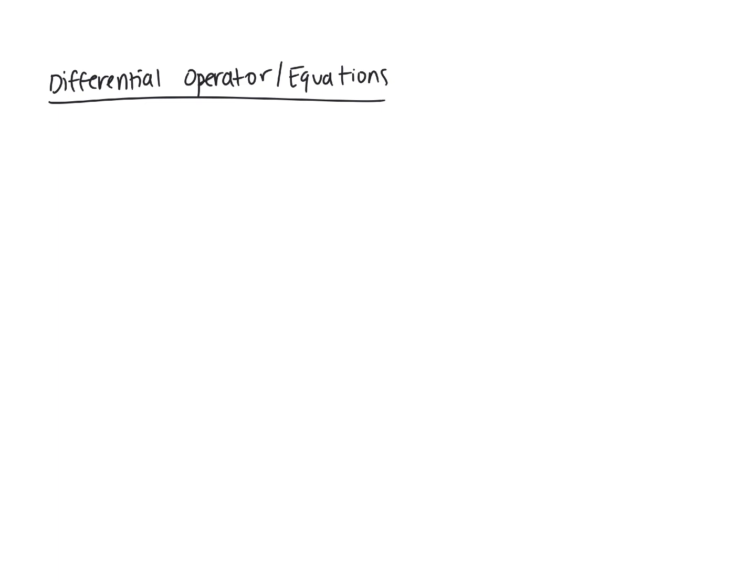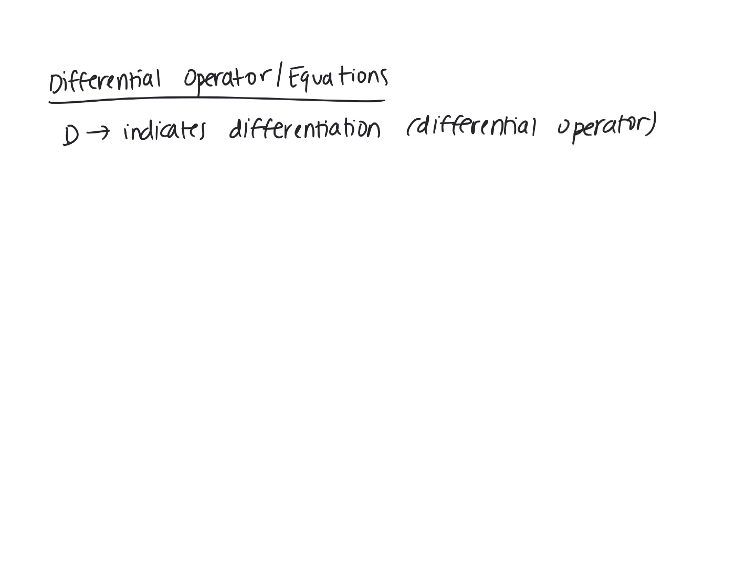Next thing we're talking about is what's called a differential operator. Here's what you need to know. A capital D indicates differentiation. That D is often called a differential operator. So for example, if you see D of cosine of 4x, what that's telling you to do is take the derivative of cosine of 4x. And so we would get negative 4 sine of 4x.